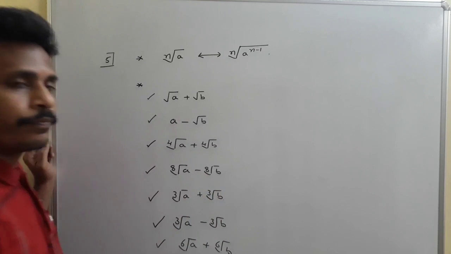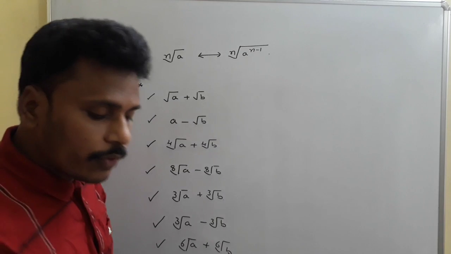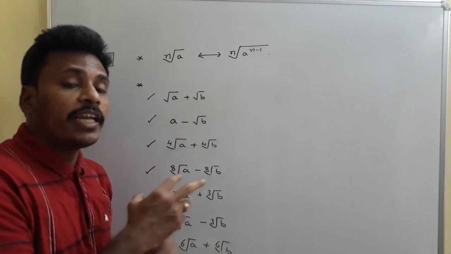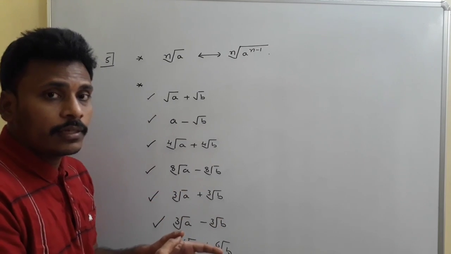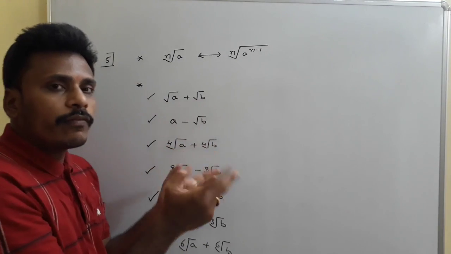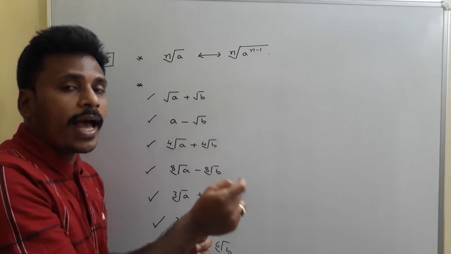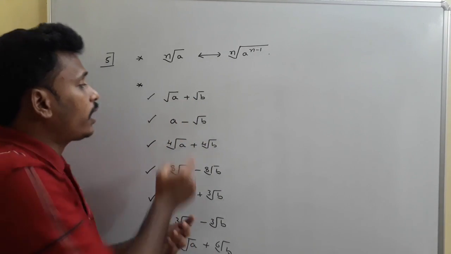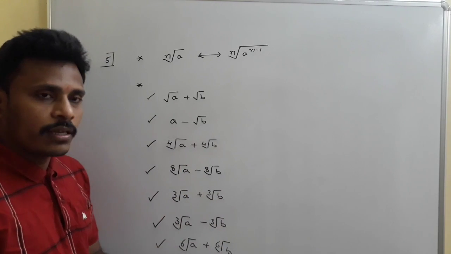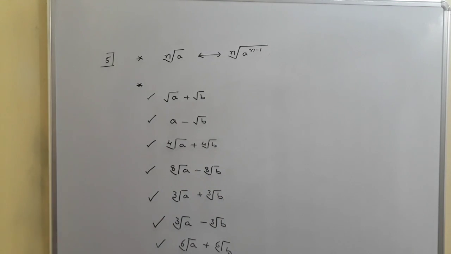Rationalizing factor means if the product of two surds is a rational number, then we call those two rationalizing factors of one another. Here I have root a plus root b. I need to search for another surd such that the product of this one and the new one will be a rational number. This is surd 1. We need to identify surd 2 as the rationalizing factor of this one, so that surd 1 into surd 2 will become a rational number. You just think about all these things, try to identify rationalizing factors for this, and I will mention it in a minute.